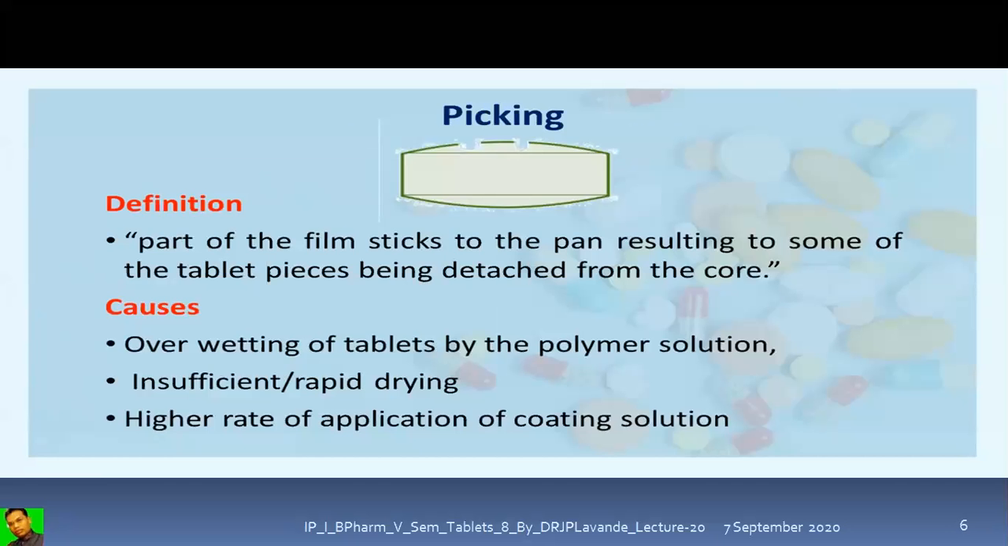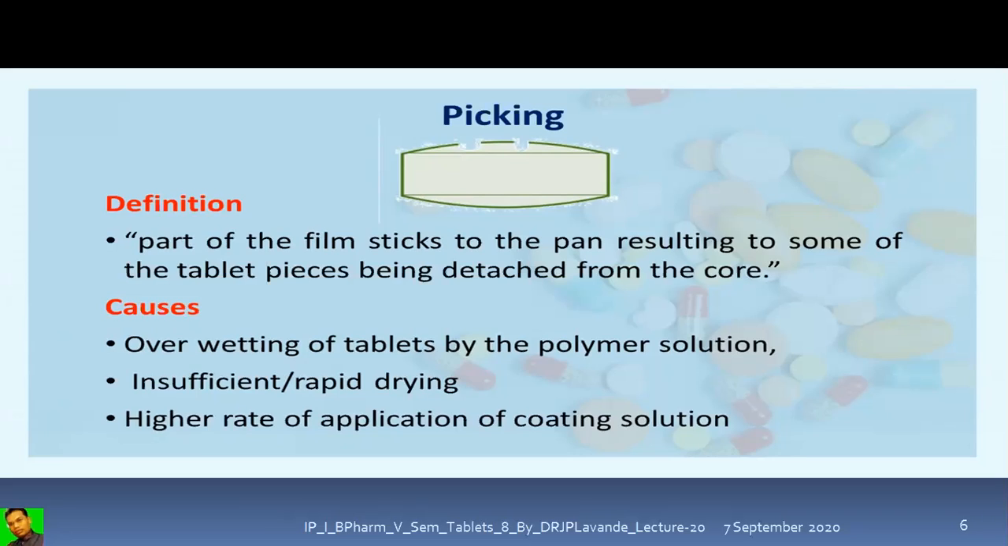Okay. So how can we define the process of picking? We are talking about tablet coating defects. Don't mix the tablet defects with the tablet coating defects, right? The tablet defects occur during or after the process of compression, and tablet coating defects occur after the process of coating. So how can we define picking?